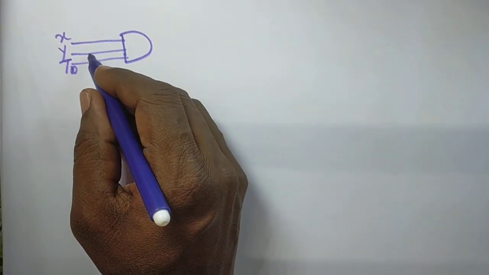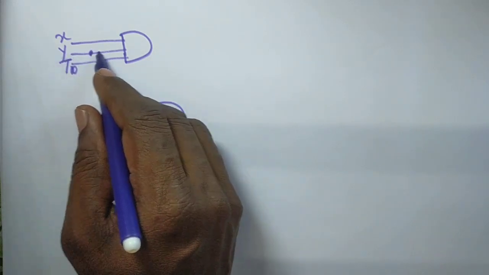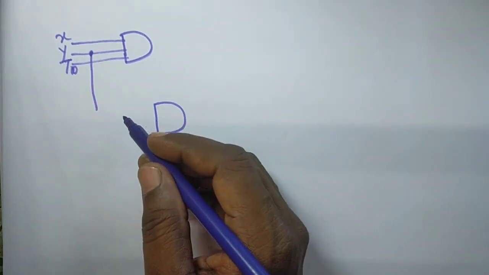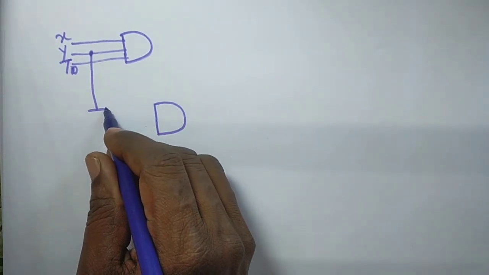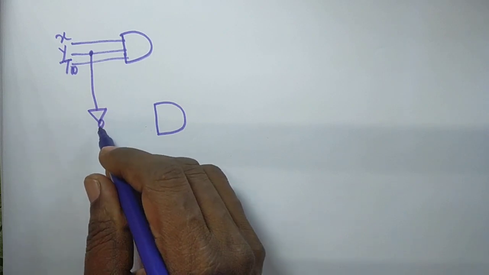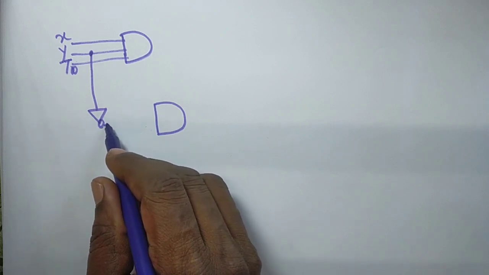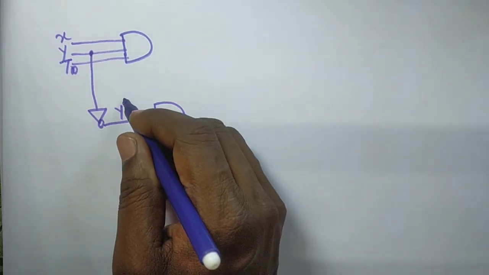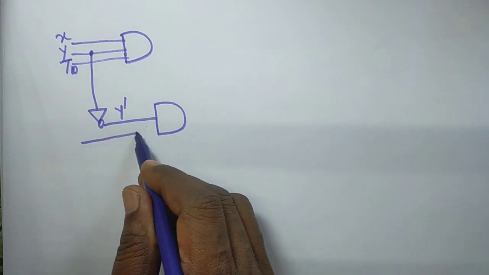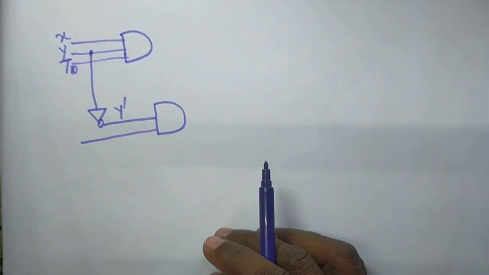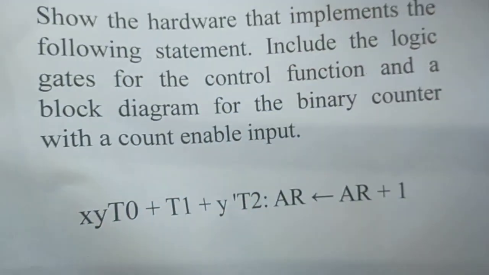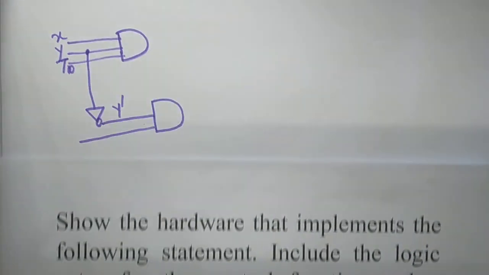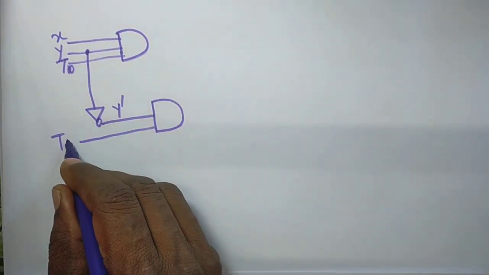Whenever we consider y complement, it cannot go directly, so we obtain y complement with the help of an inverter. Then one input is y complement, and another input is required. What is the other input? That is T2. In a very simple way, one input is y complement and another is T2. So that T2 we will also connect here.